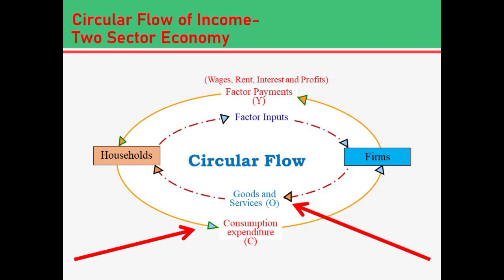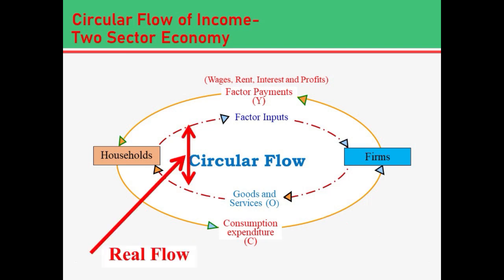Now here we are getting two kinds of flow. The first one, as I have said, is real flow. Now real flow is what? Flow of physical quantities of goods and services, or the factors. See here, the flow of factor inputs from household to firms and the goods and services provided by the firms to the household, these are all in the form of physical quantities. So this is what is said as physical flow or real flow, right?